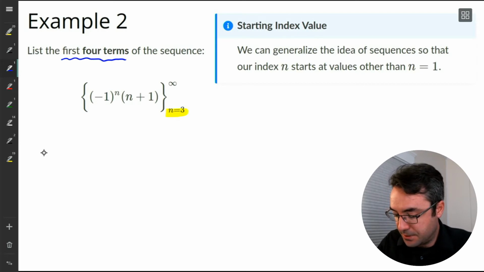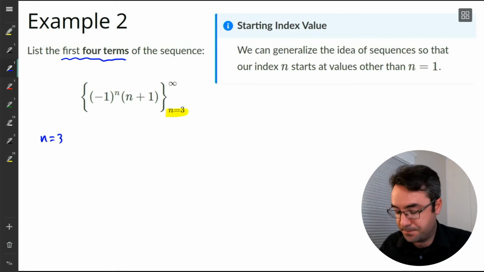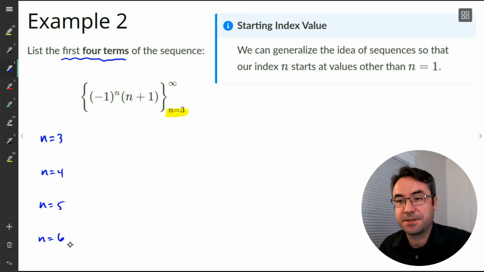So that means we're going to start with n equals 3. And then we're going to go for the 4. Starting with n equals 3, we're going to write down 4 integers. So here's our first integer. Then we write down our next integer, which is 4. N equals 5. And then n equals 6. So this is going to give us the first 4 terms of our sequence here.